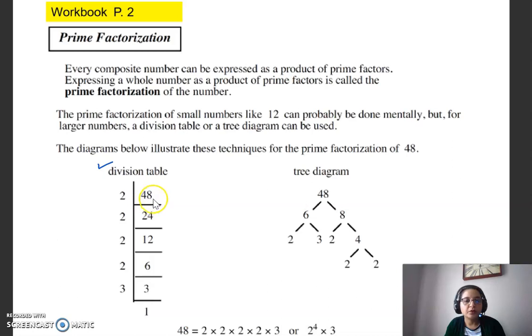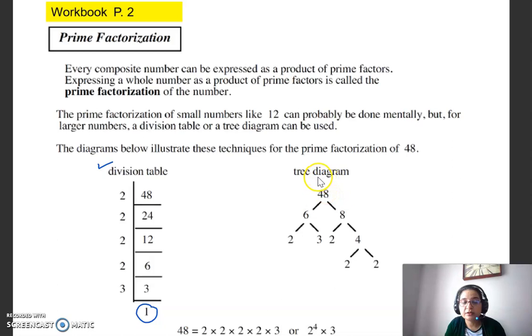So you start with your number and you think of a prime number, in this case a 2. You could try with a 2, a 3, a 5, a 7, and then you divide it by that and you keep going until you get to 1. So that's the division table to do prime factorization.